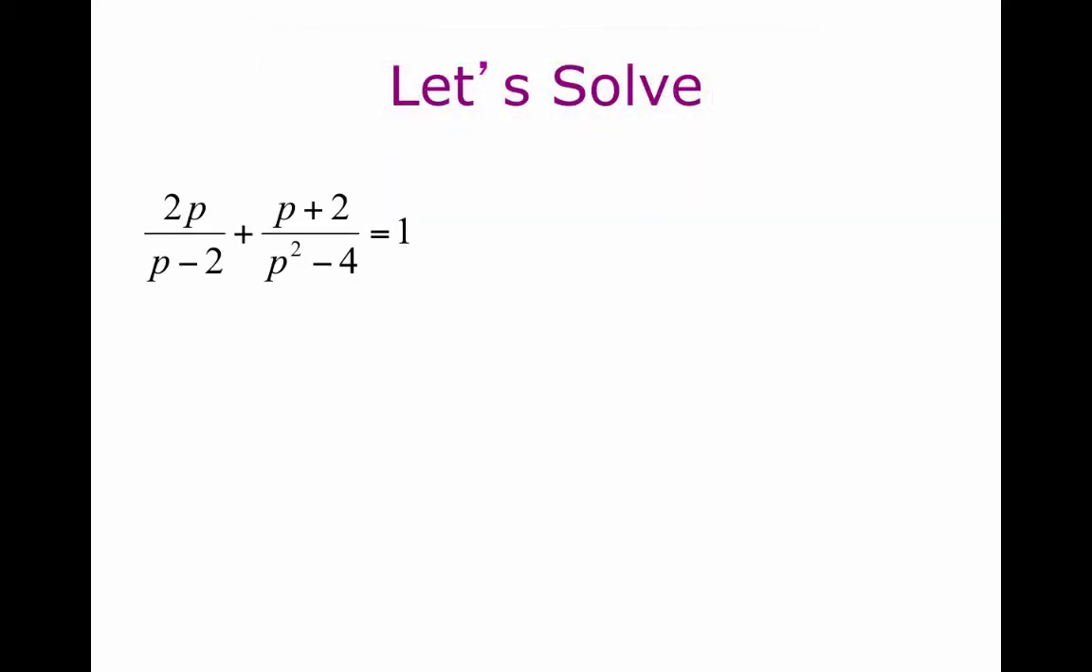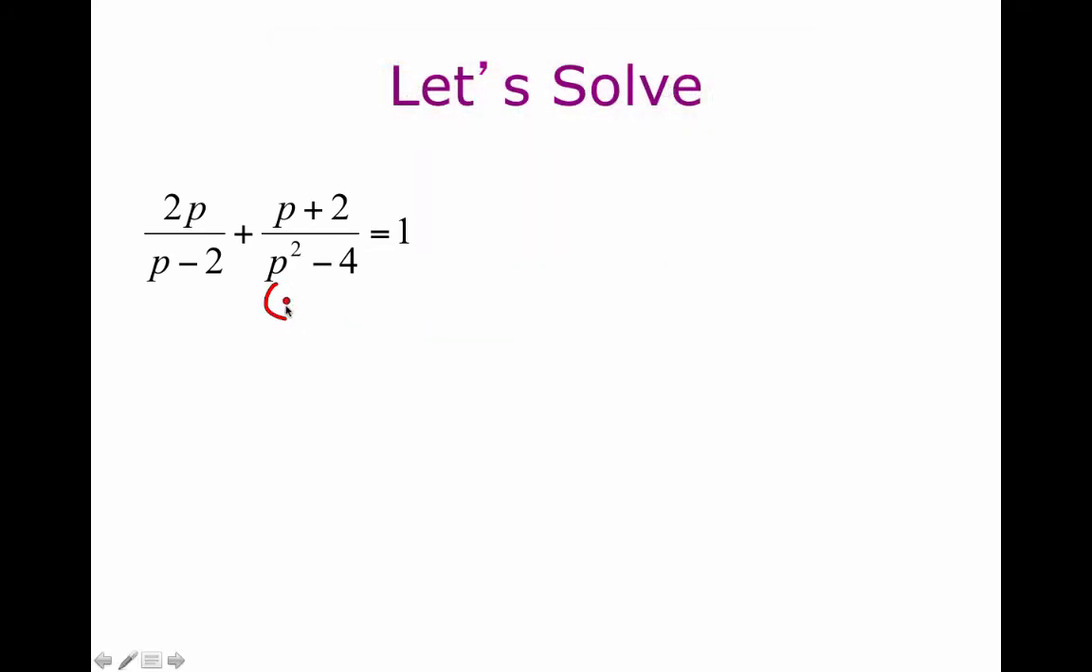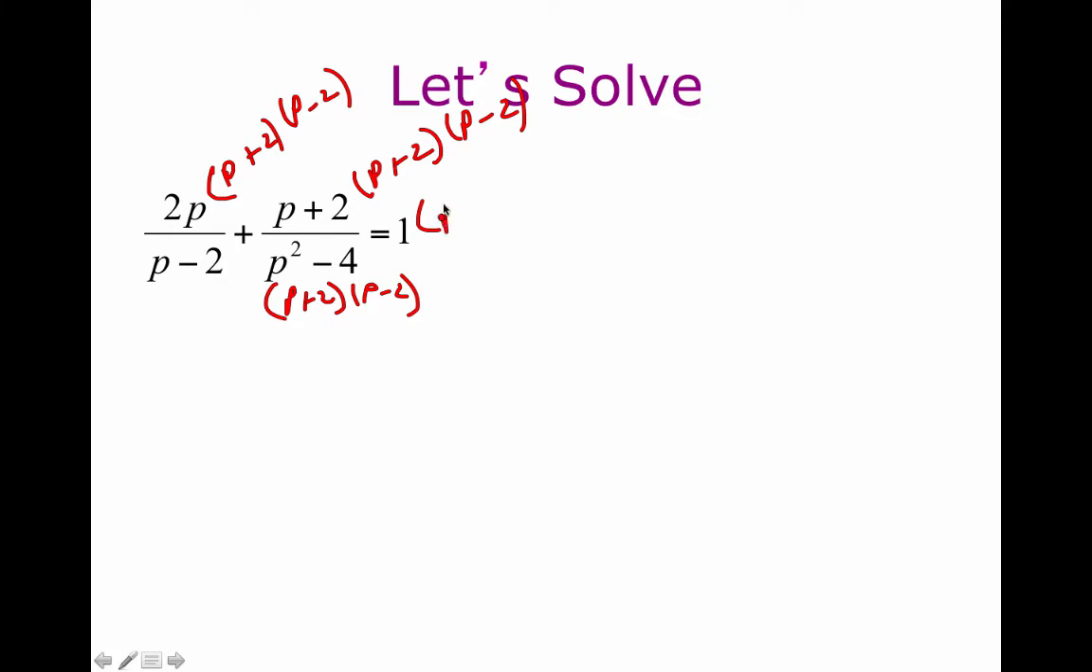Next one. First thing you want to do is you want to factor. I'm going to factor this into p plus 2, p minus 2. Now you can see, what am I going to multiply everything by? I need to multiply by a p plus 2 and a p minus 2. You don't have to multiply by everything, because look, they got the p minus 2 in common here. p plus 2, p minus 2, each term.